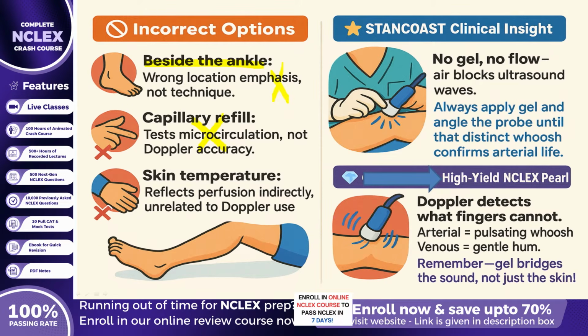Option D, measuring skin temperature, can provide indirect evidence of perfusion, for example, cool skin suggesting poor flow, but is unrelated to Doppler operation and accuracy. Transitioning to a deeper clinical reflection, here is the Stan Coast clinical insight.